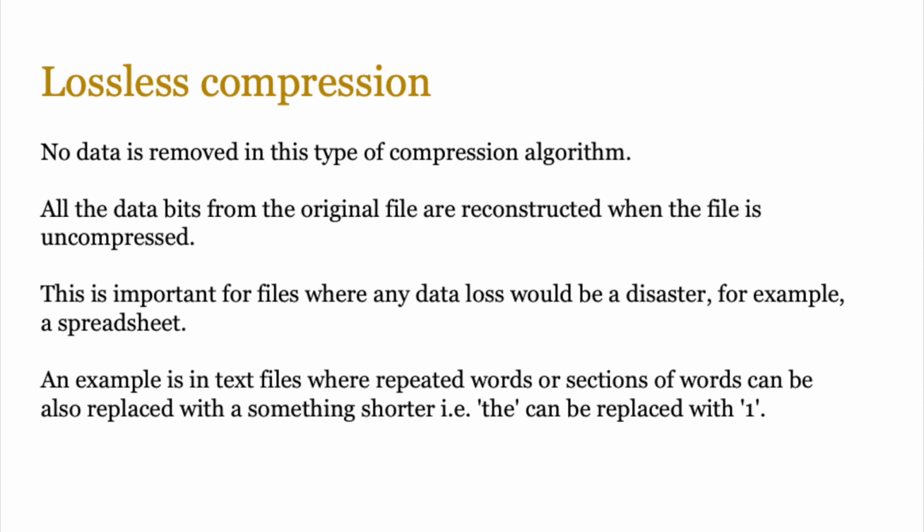No data is removed in a lossless compression algorithm. So all the data bits from the original file are fully reconstructed when the file is uncompressed. This type of compression is important for files where any data loss would be a disaster, for example, a spreadsheet or a text file. Now, an example of this is in text files, if there are repeated words or sections of words which can be replaced with something shorter. For example, the word "the" can be replaced by "1", and every time 1 occurs, you just fill the word "the" in that particular place.